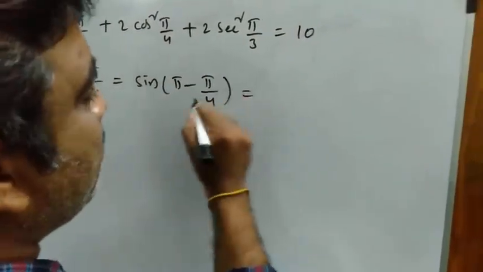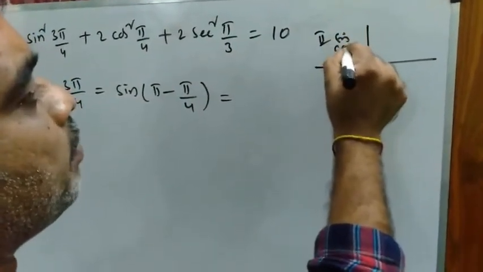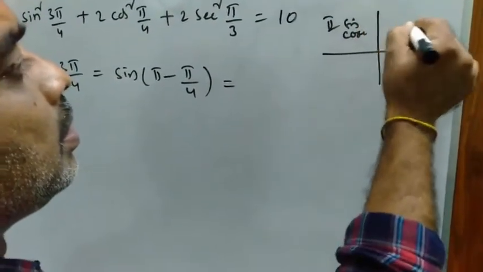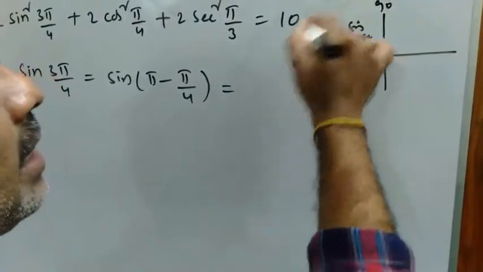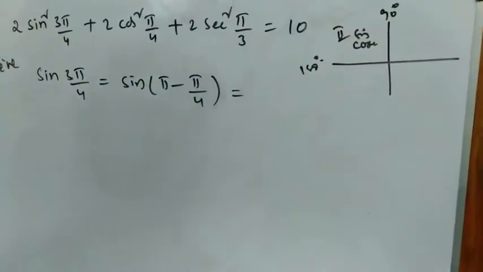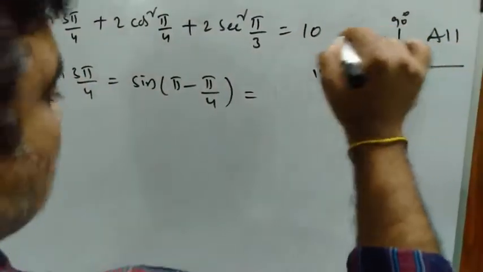So sin of 180 minus theta. That will come in the second quadrant, where sine and cosecant are positive. Right, this is 90, this is 180. 180 minus theta will come in the second quadrant. Here all positive, here sine and cosecant are positive.